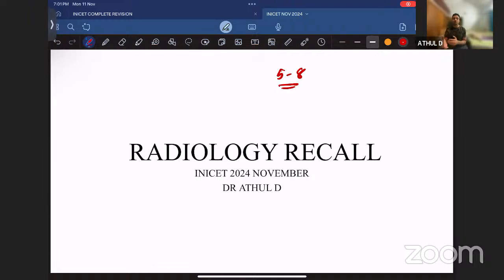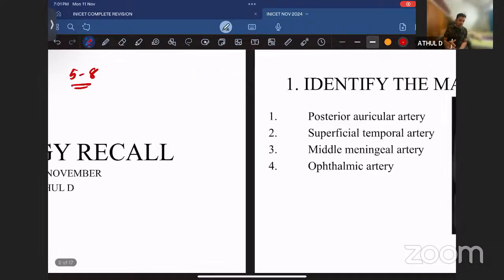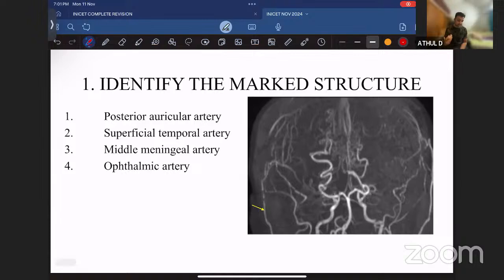We will see how these questions were. And remember, this is a recall session, and the questions I am showing you here are from different students who have attended. So there may be variations. So don't feel bad. So this was one of the questions that I got.